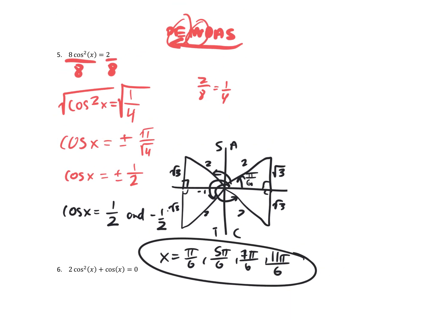And then I want to be clear, I do not need to check for extraneous solutions because neither of the two criteria that require me to check exist for this problem. We don't have any cosine or sines in the denominator. We don't have a tangent, a cotangent, a secant, or a cosecant in my equation.